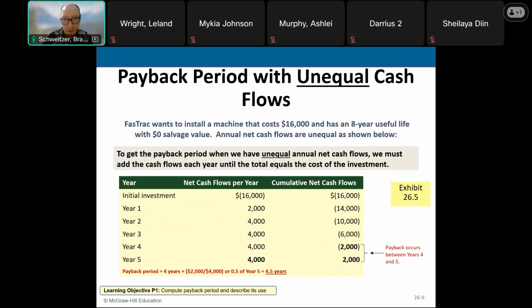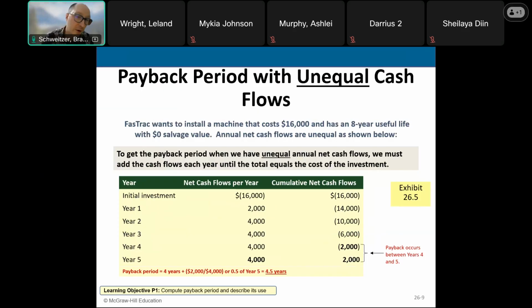Year 4, another 4,000 rolled in, gives me a remaining negative balance of 2,000. Year 5, I got another 4,000. Whoop! That brought me above 0. So that tells me that somewhere between years 4 and 5, I broke even.